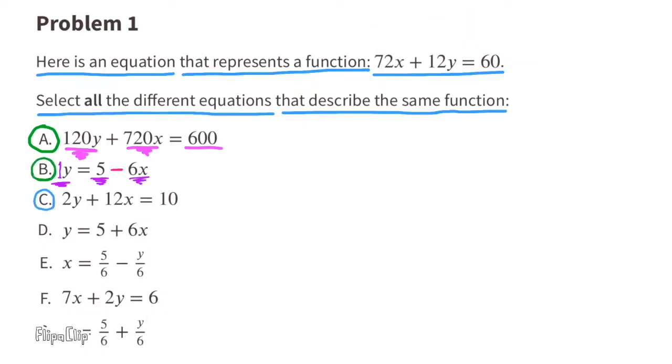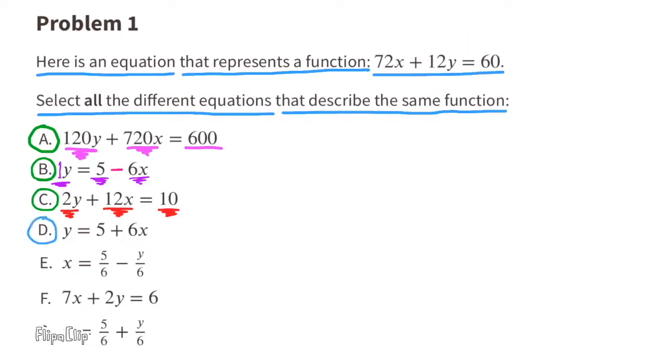C. Let's look at the term on the right side of the equal sign. It went from a 60 to a 10. That means it was divided by 6 or got 6 times smaller. 60 divided by 6 is 10. Now let's go to the other side of the equal sign. We see a 12y. 12y divided by 6 is 2y. And then finally, also on the left-hand side of the equal sign is a 72x. Let's divide that by 6 and we get 12x. The equation for C also shares the same function as the original equation.